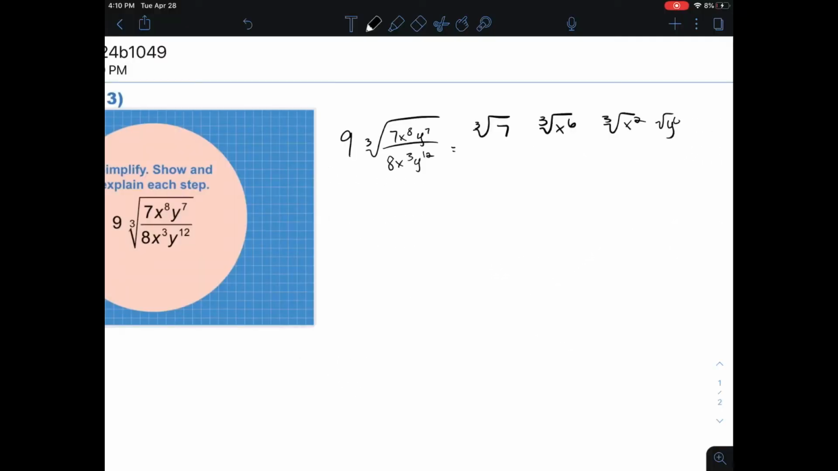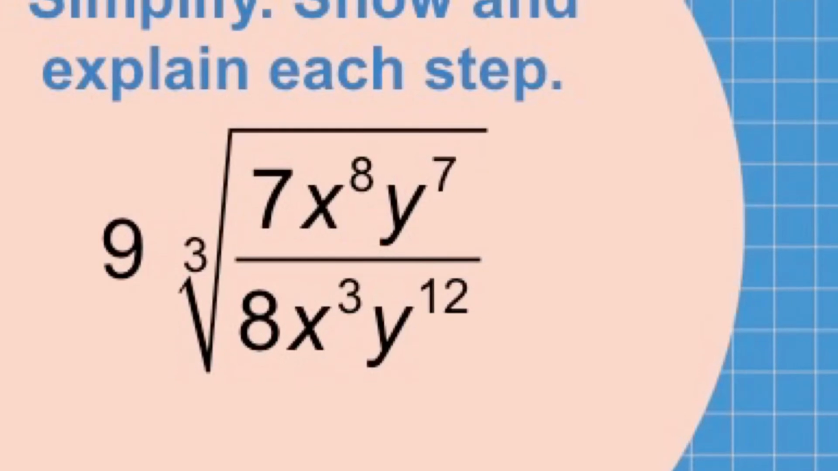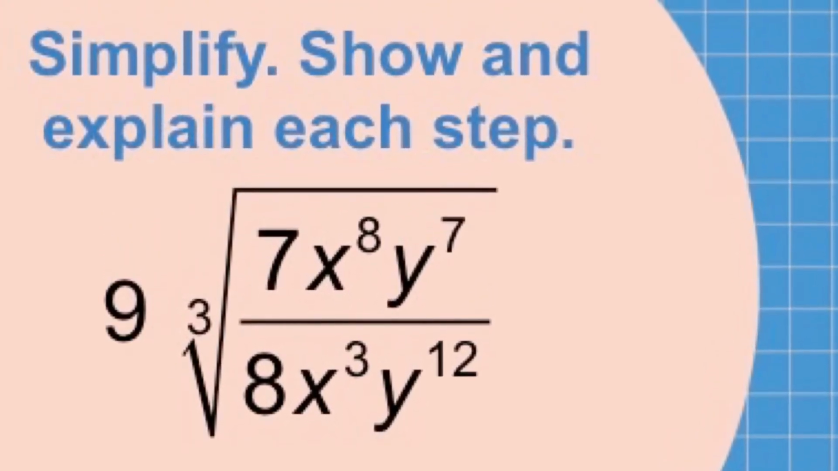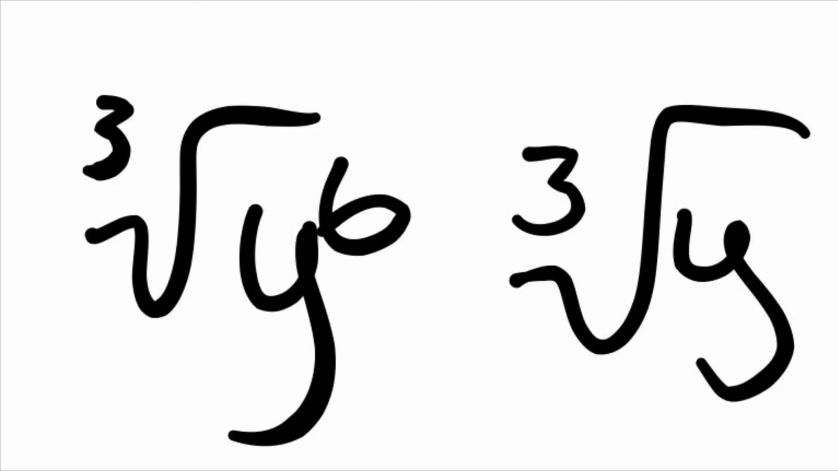So now we're just going to do the same thing but with the y's. And so let's see, we have y to the 7th. So we think, how many times can 3 go into y to the 7th? 2 times. So 3 times 2 is 6. And how many do we have left over? 7 minus 6, which is 1.